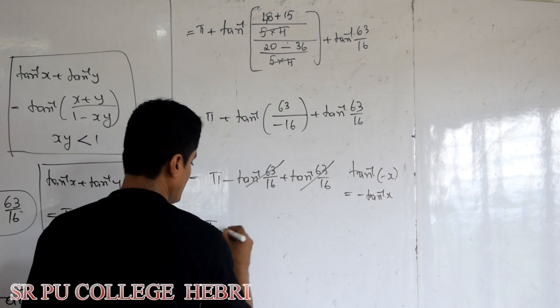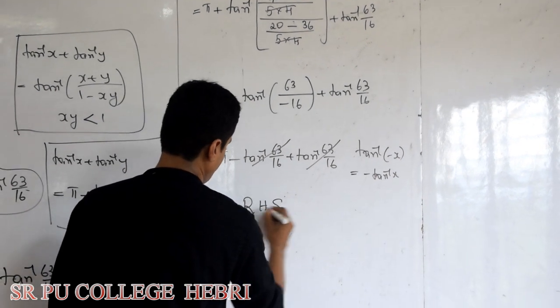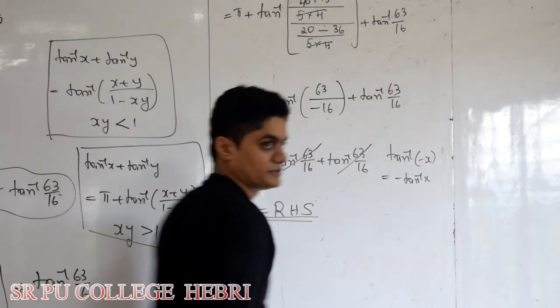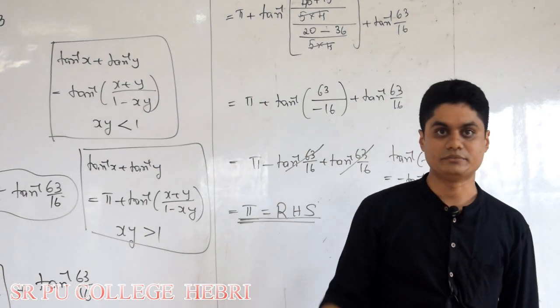Yes, so we got RHS as pi. This will complete this proof. Important problem, remember that. Thank you.